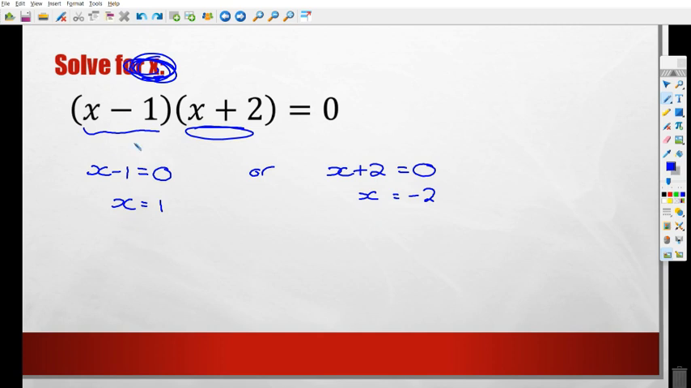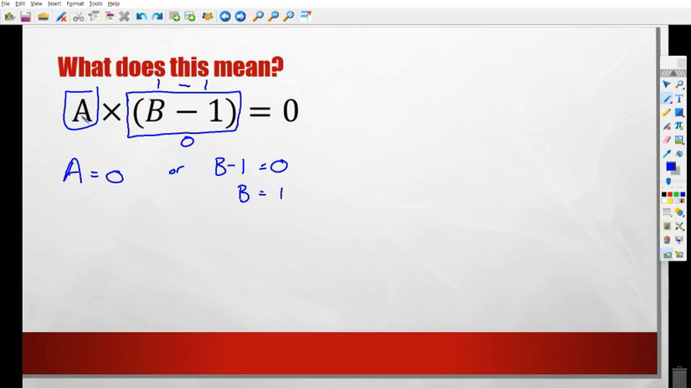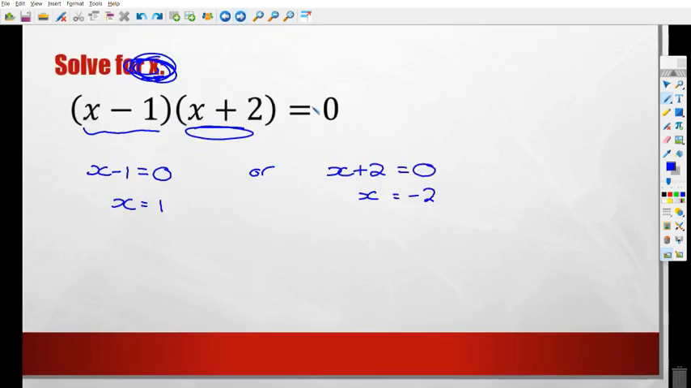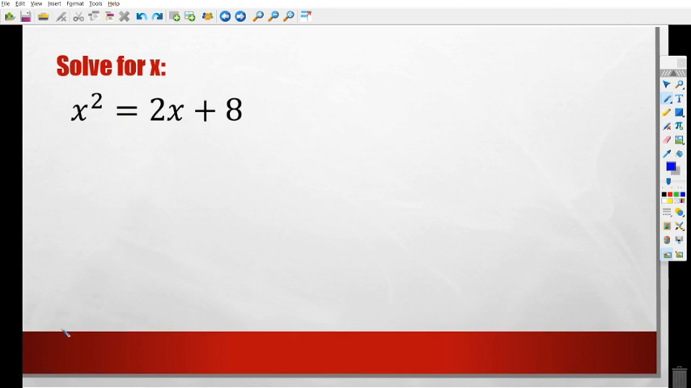So my clue is something bracket times something bracket, or it can be a letter multiplied by a bracket, or it can be a letter times a letter, equals 0. That's my clue. I hope you guys are getting this. So let's look at this now. This is where it starts getting a little bit interesting.